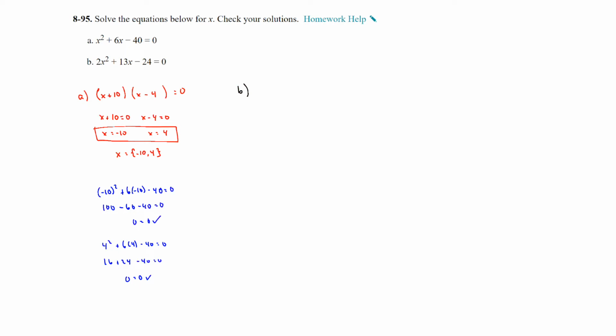So on part B, we're going to do the same thing. We have 2x squared plus 13x minus 24 equals 0. So once again, we do need to factor this. Let's go ahead on this one and do the generic rectangle so you can see that as well as a review. This would be 2x squared and negative 24.